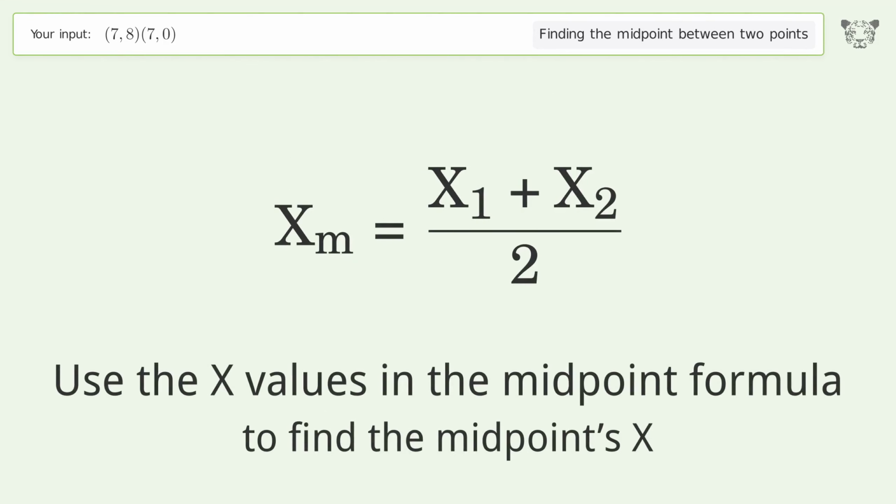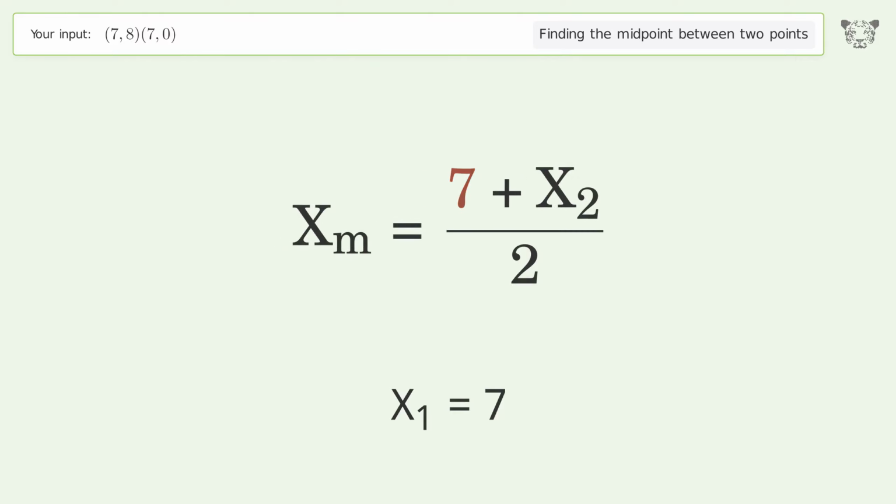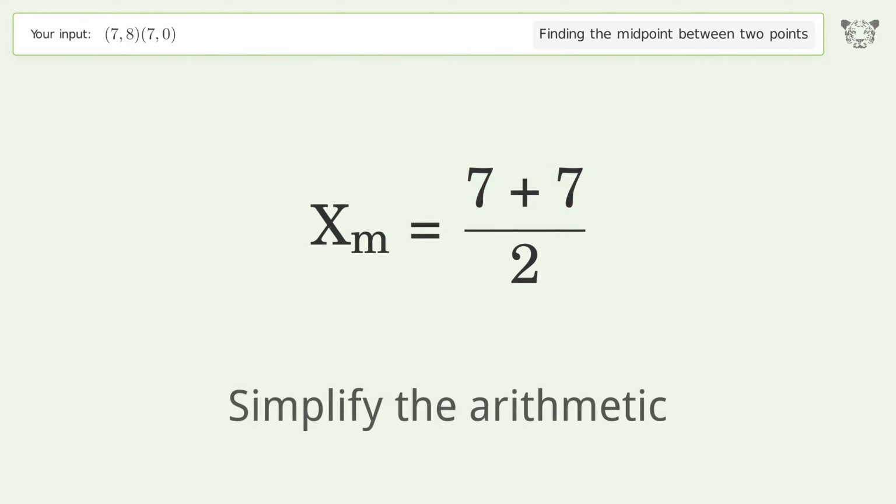Use the x values in the midpoint formula to find the midpoint's x. x1 equals 7. x2 equals 7. Simplify the arithmetic.